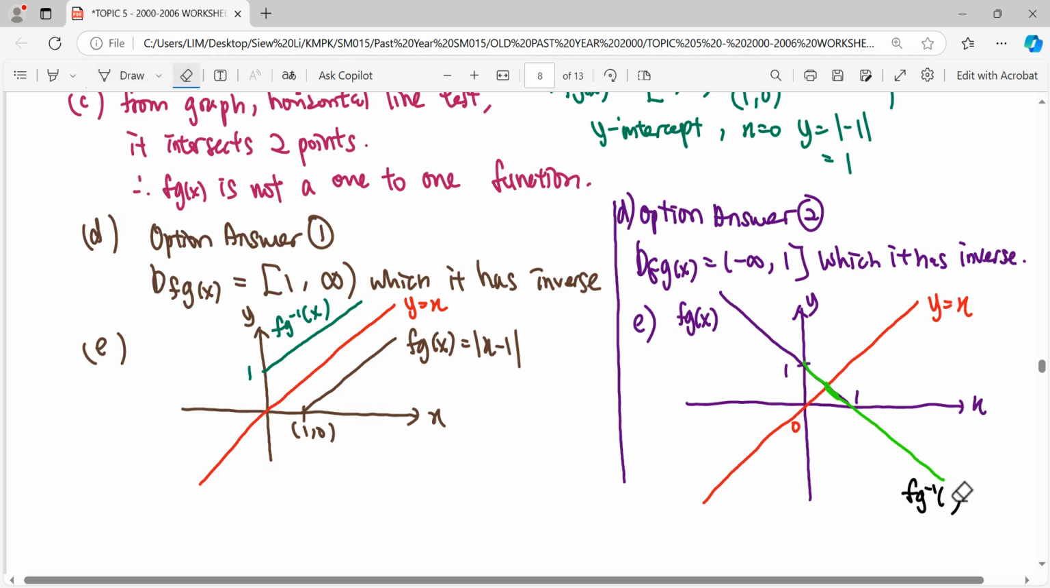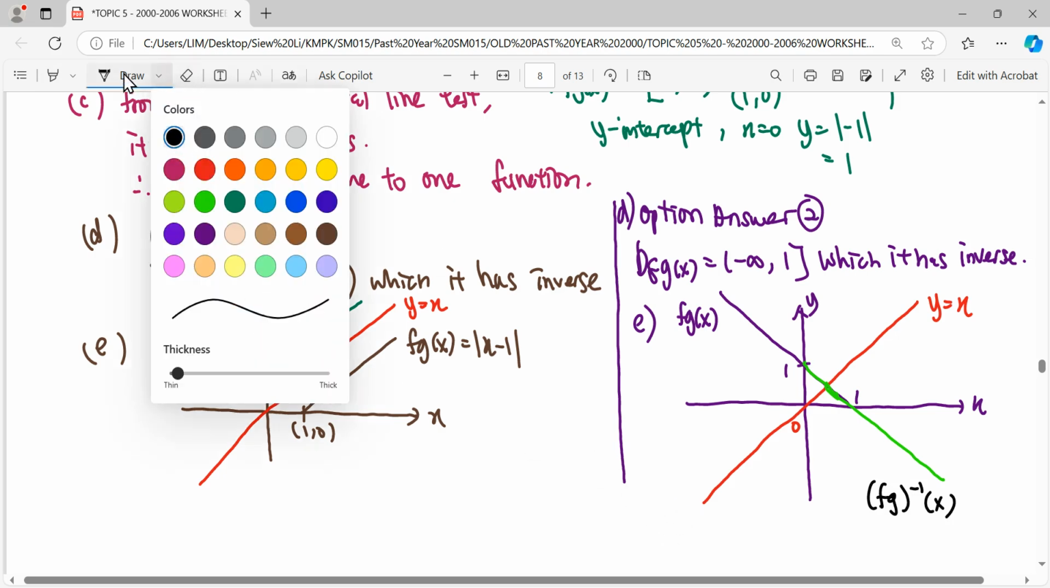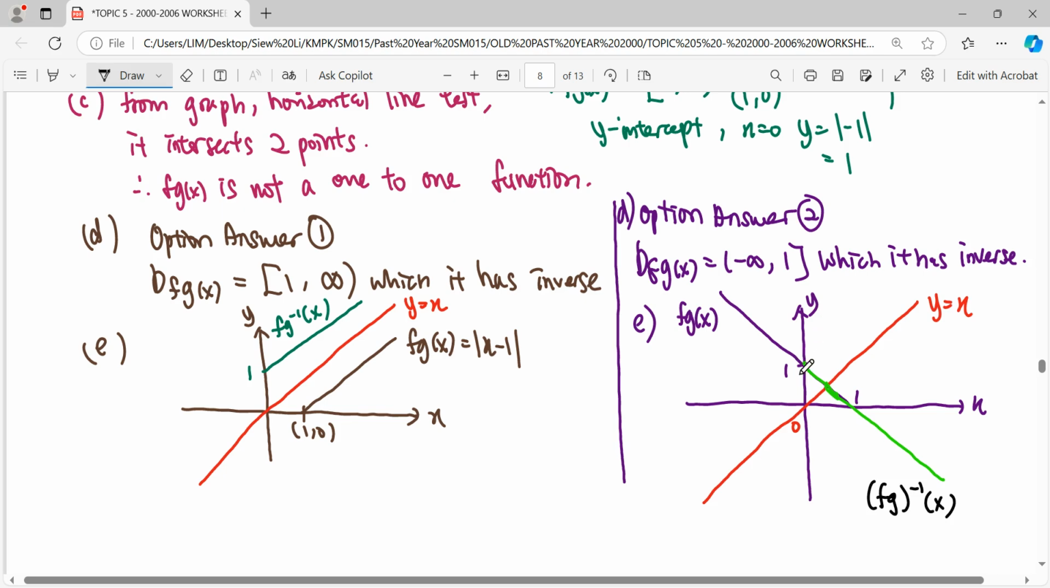If you're doing fg inverse, write it properly. (fg) inverse means the composite inverse. If I write f inverse g inverse, it means g inverse composite with f inverse. This is different. This is the whole composite function inverse. This is just g inverse. So after you've done this, make sure you label. You have your y-axis, x-axis, you have your function, you have your reflection axis, and label with the coordinates.